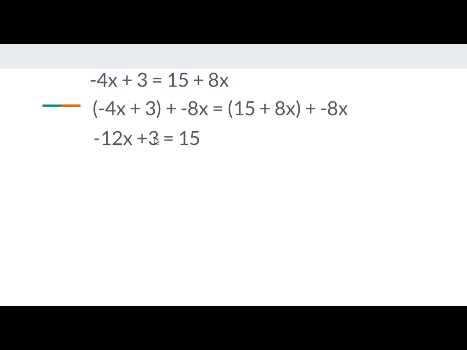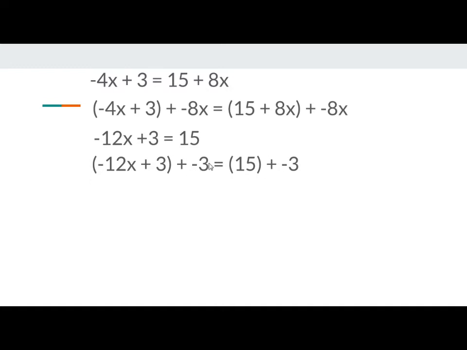So to eliminate this plus 3, I'm going to add negative 3 to both sides of the equal sign. And again, most of you, when you're solving this, won't write all of that out. You just write minus 3 to both sides of the equal sign. I'm just doing it in an extra step here. So I'm taking everything that's on the left side, and I'm adding negative 3. I'm taking everything on the right side, and I'm adding negative 3.